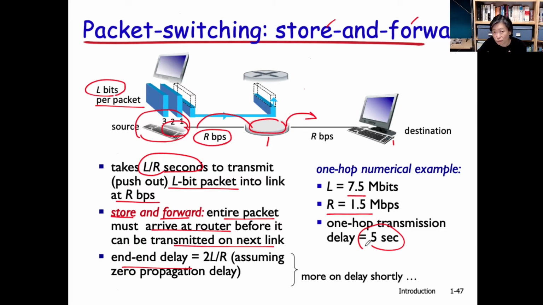This is different from a circuit switch network. Bits can be streamlined. There's no need to store a bunch of bits first before forwarding. Each bit arriving here gets out quickly, so there's no store and forward. It's just the propagation delay and the transmission delay, L divided by R, from the first hop.